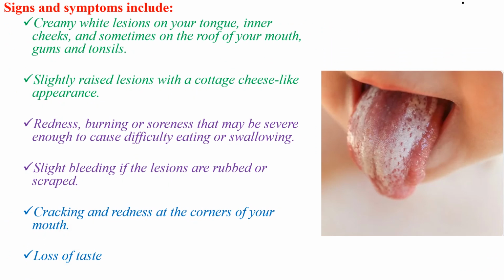The main symptoms include creamy white lesions on your tongue, inner cheeks, and sometimes on the roof of your mouth, gums and tonsils, slightly raised lesions with a cottage cheese-like appearance, redness, burning, or soreness that may be severe enough to cause difficulty eating or swallowing. Slight bleeding if the lesions are rubbed or scraped is seen, unlike that of milk. Cracking and redness at the corners of your mouth and loss of taste.